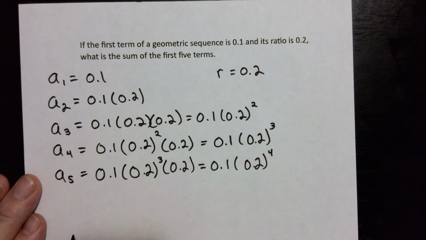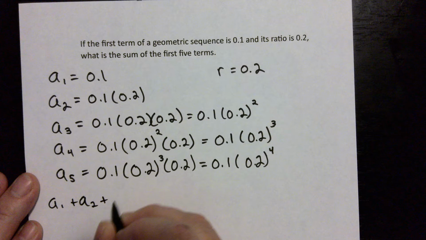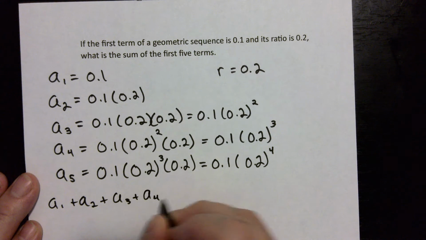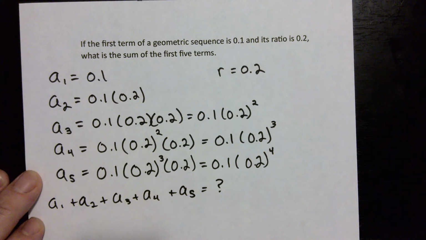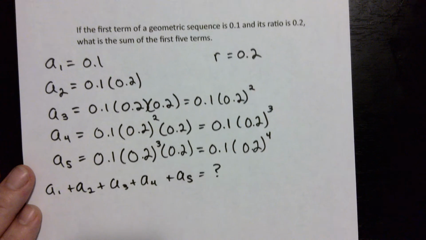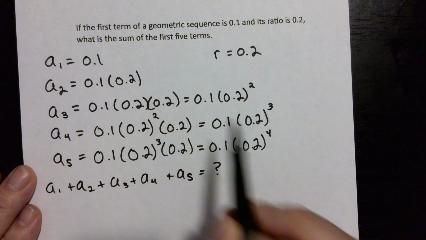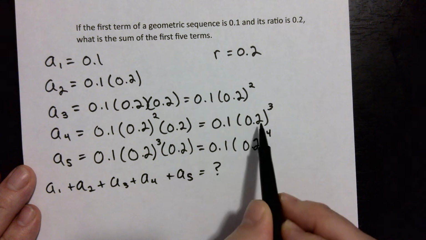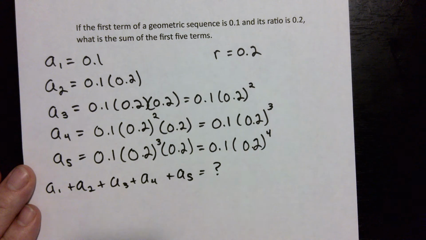The way I prefer to do it, when adding them all up, is a1 plus a2 plus a3 plus a4 plus a5 equals this. The first term is 0.1. This one is 0.1 times this, this one is 0.1 times this, 0.1 times this, 0.1 times this. So they all have a 0.1, and we can factor that out front.